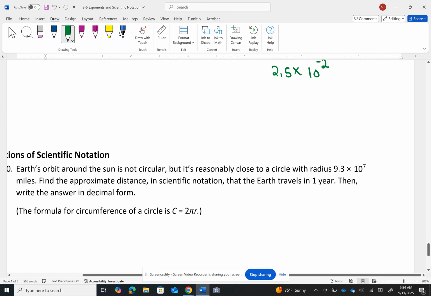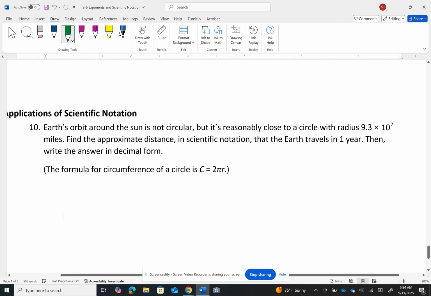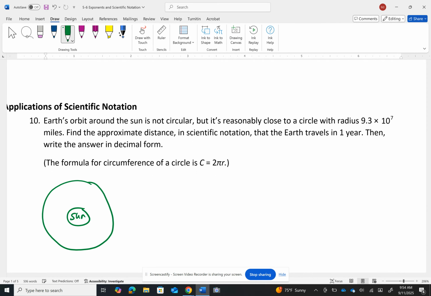All right, let's go ahead and do this one application. All right, so this one says Earth's orbit around the sun is not circular. So here's the sun. And then we've got the Earth orbiting around the sun. So that's the Earth right there. And it says it's not really circular, but it's close to it. And that the radius, which means from the sun to there, the radius of the circle would be 9.3 times 10 to the 7th power.